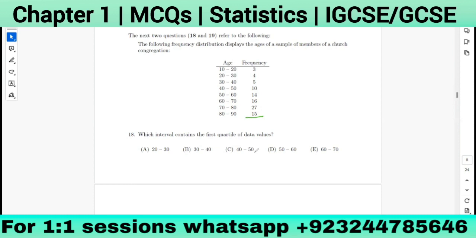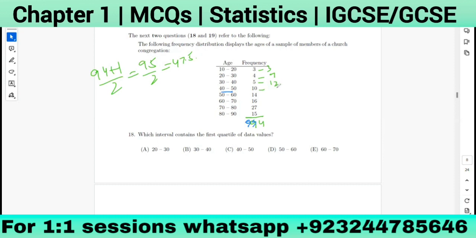94. Okay. So 94 plus 1 by 2 is 95 by 2, which should be 47.5, right? Now let's find the 47.5th value. It's 3, 3 plus 4 is 7, 7 plus 5 is 12.